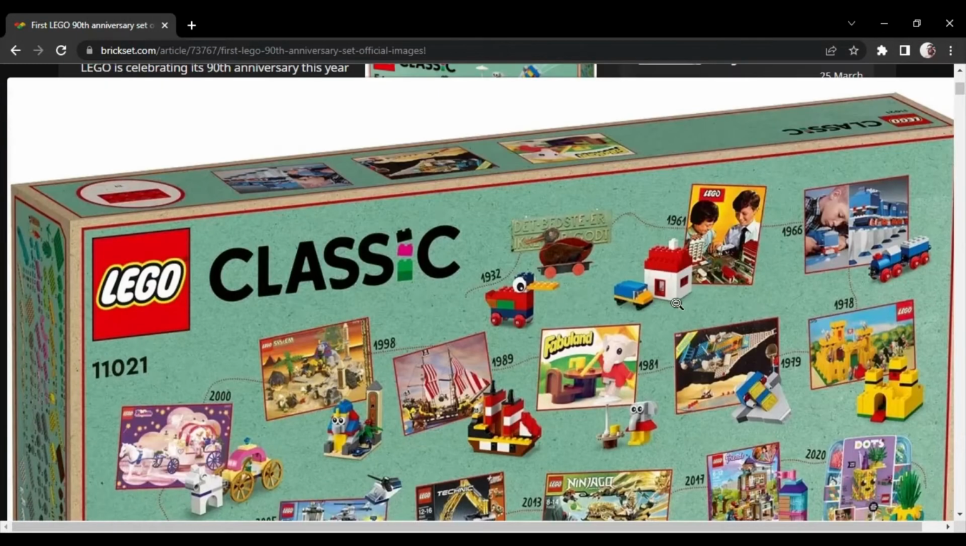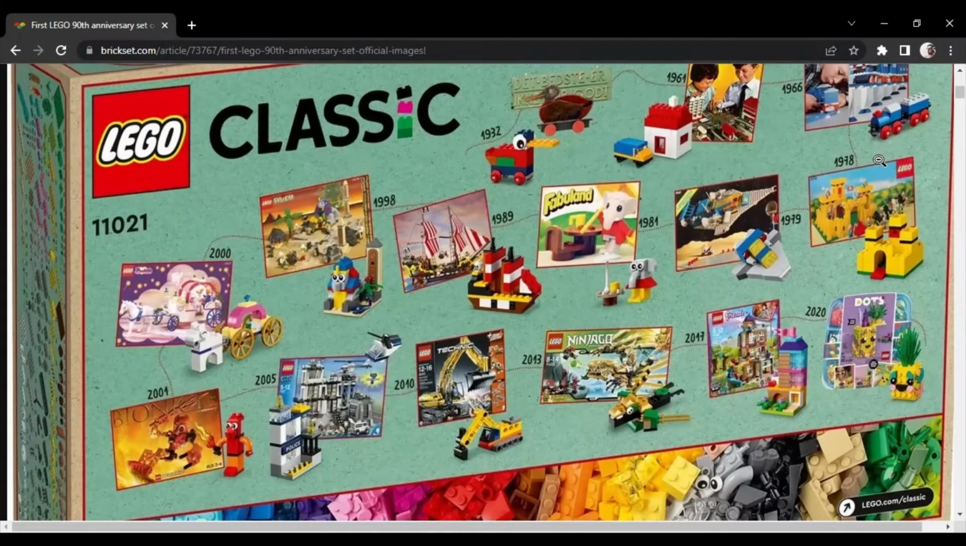Anyway, so we get the wooden duck, we get a town plan set of sorts, and if you're wondering why there's a huge gap here, it's because LEGO as a company did not start off making bricks until later. We get a train, the yellow castle, of course, classic space. I think this is a fun mini set here. Fabuland, that's kind of an unexpected inclusion, but I think it's pretty fun. And the Black Seas Barracuda, of course.